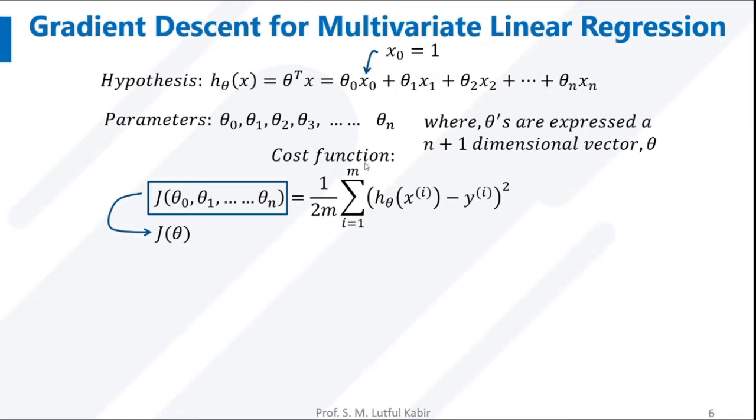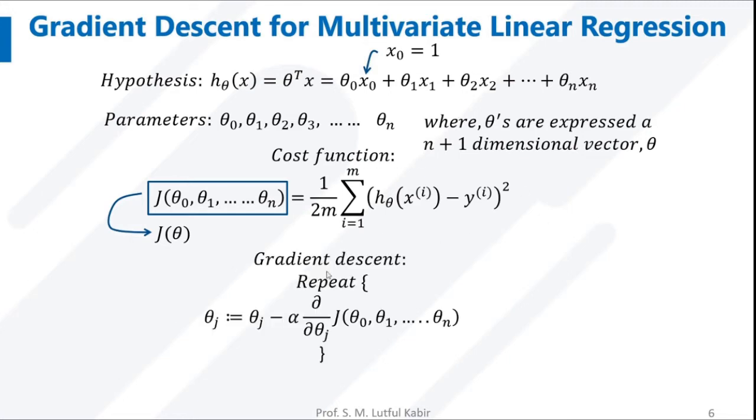If you sum them together and take the average over 1 over 2m, then that will be the total error, which is called the cost function. The objective is to minimize this cost function. So gradient descent actually evaluates this logic. Repeat: theta j is to be replaced by theta j minus alpha multiplied by the derivative of J of theta.